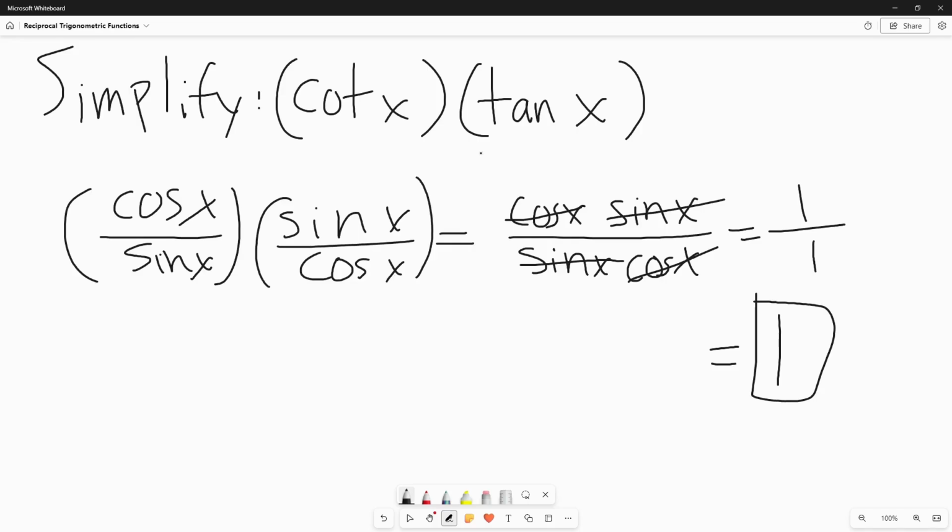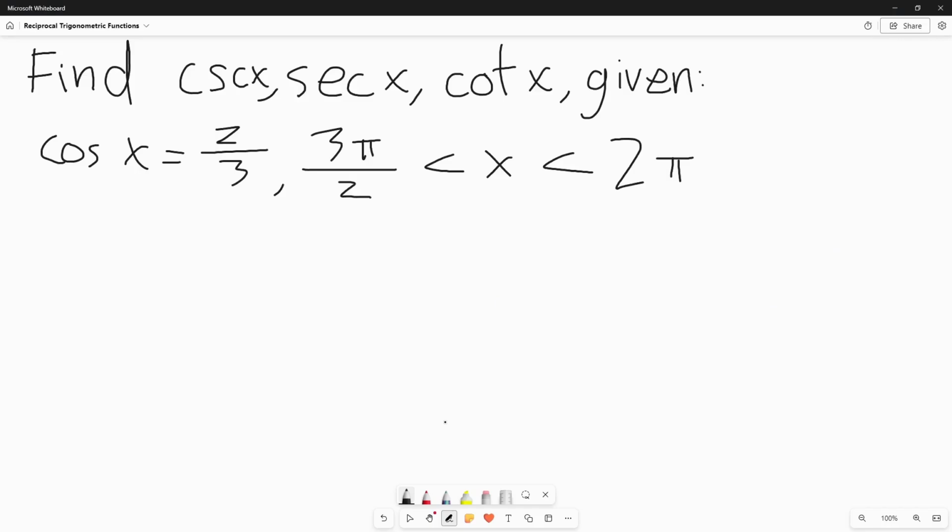So cotangent of x times tangent of x is equal to 1, which makes sense because if we multiply the reciprocal by the original thing, then you're always going to get 1. Now let's do another practice problem. If you think you know how to do this one, then pause the video and do it.